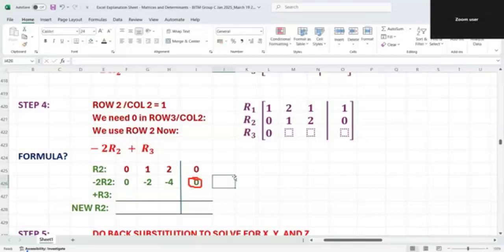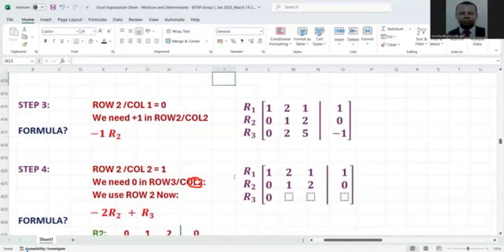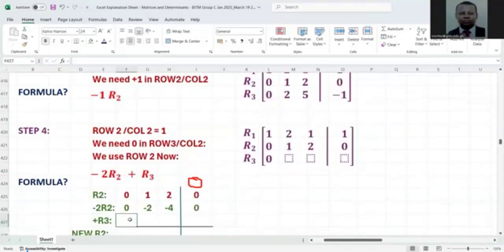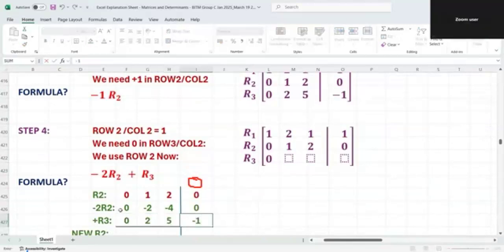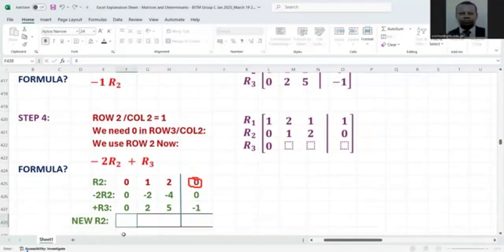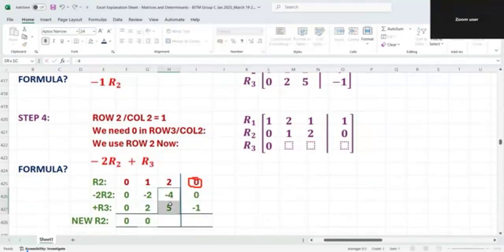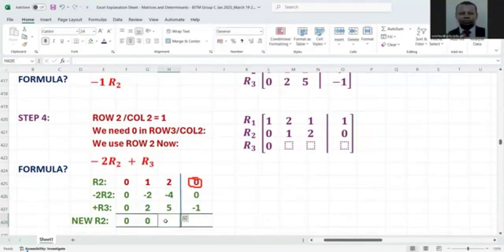Now, what are the values of our R3? R3 is 0, 2, 5, minus 1. So let's add 0, 2, 5, then -1. Now, if I add 0 plus 0, that will go to 0. -2 plus 2 will give me 0. And then -4 plus 5 will give me +1.